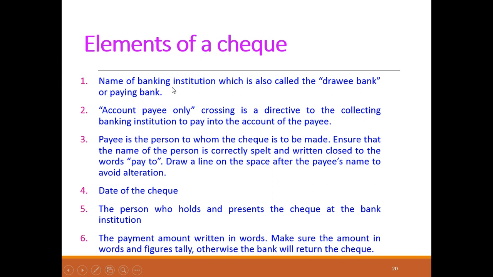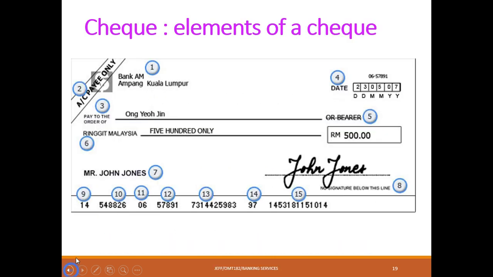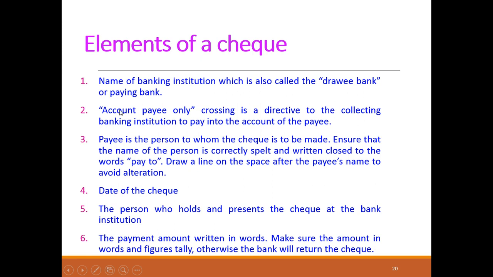Okay, so number 1 adalah name of banking institution, which is also called the drawing bank or paying bank. Okay, let's say kita tengok nombor 1. So ni lah name of bank tu. Okay, and then number 2 adalah account payee only. Okay, which is account payee only tadi tu adalah cross cheque kan. Okay, crossing is a directive to the collecting banking institution to pay into the account of payee.